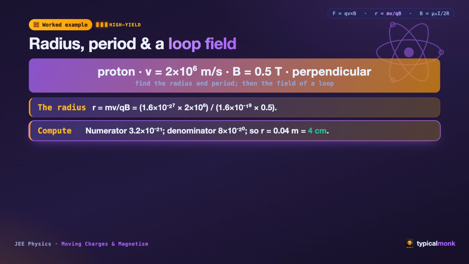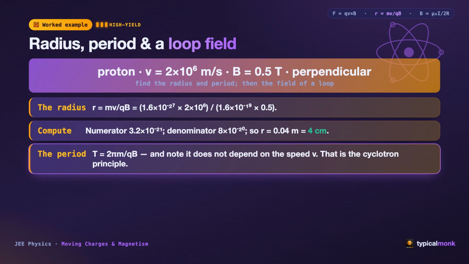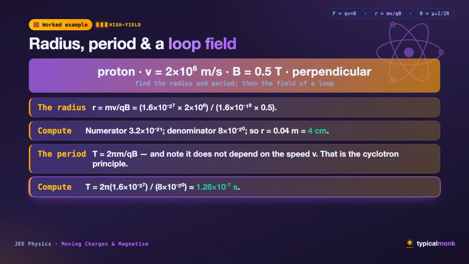That is 4 centimeters. The period, T equals 2 pi m over qB, and notice it does not depend on the speed v at all. That is the cyclotron principle. Compute T equals 2 pi times 1.6 times 10 to the minus 27 over 8 times 10 to the minus 20, which is about 1.26 times 10 to the minus 7 seconds.